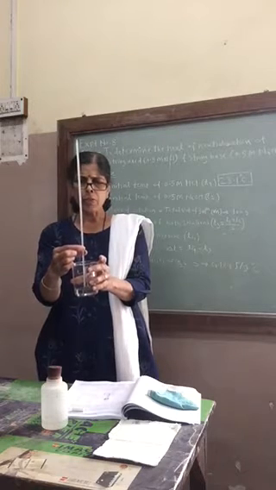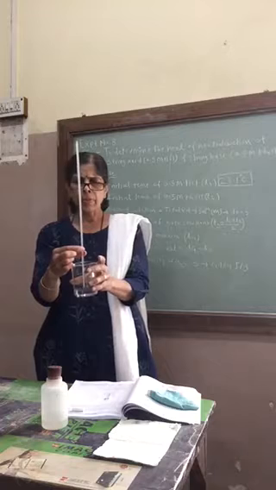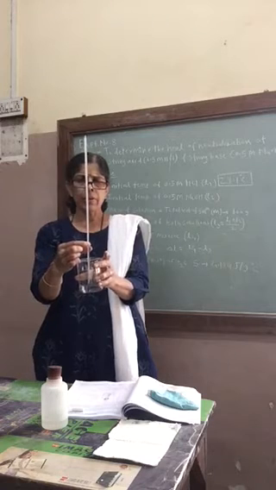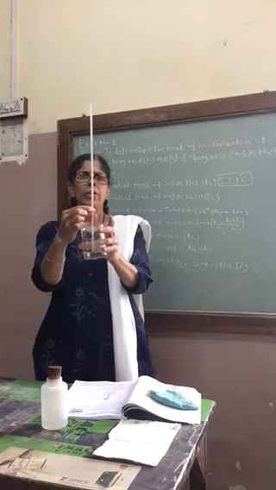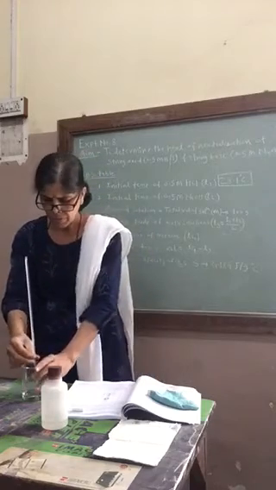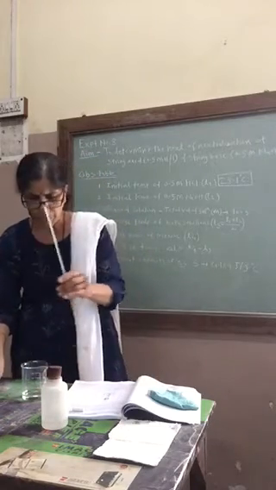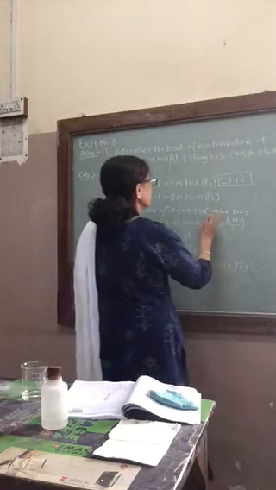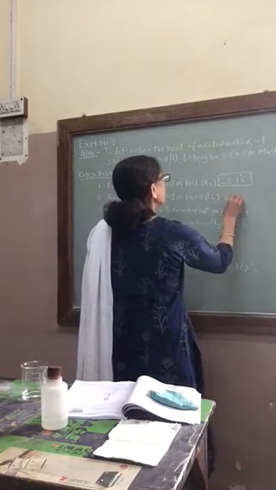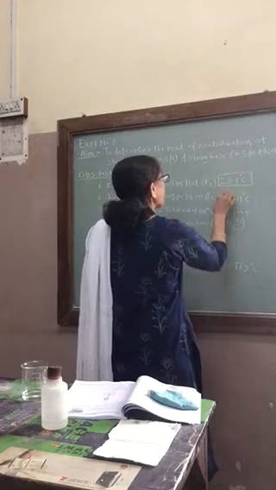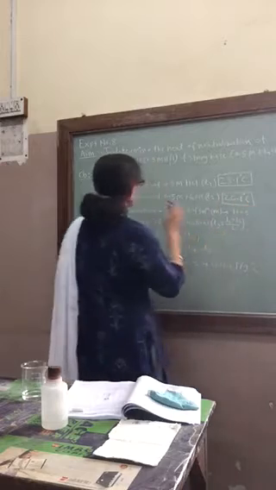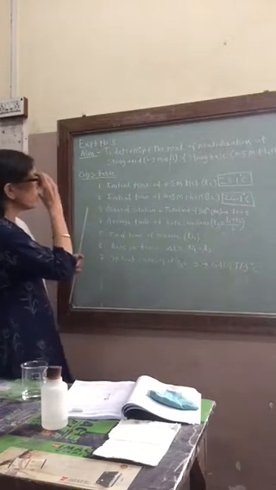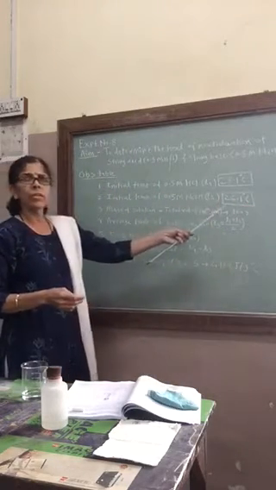And the initial temperature of NaOH is 26.1. How much is it? 26.1. So that is the initial temperature of 0.5 mole of NaOH, you are getting 26.1.